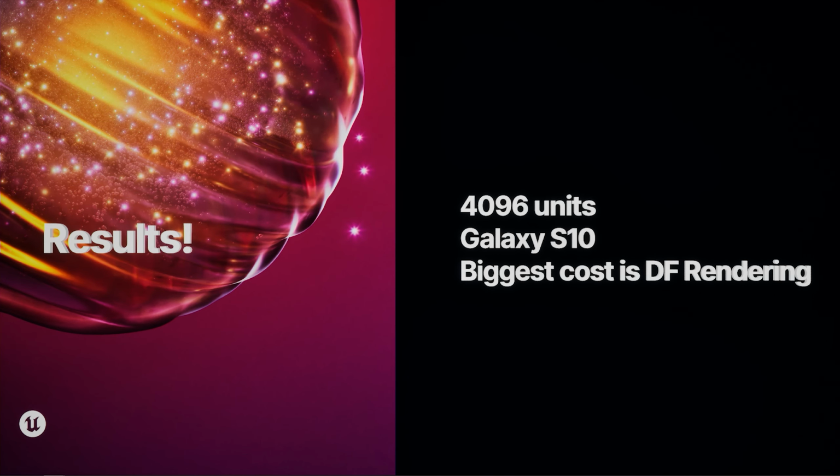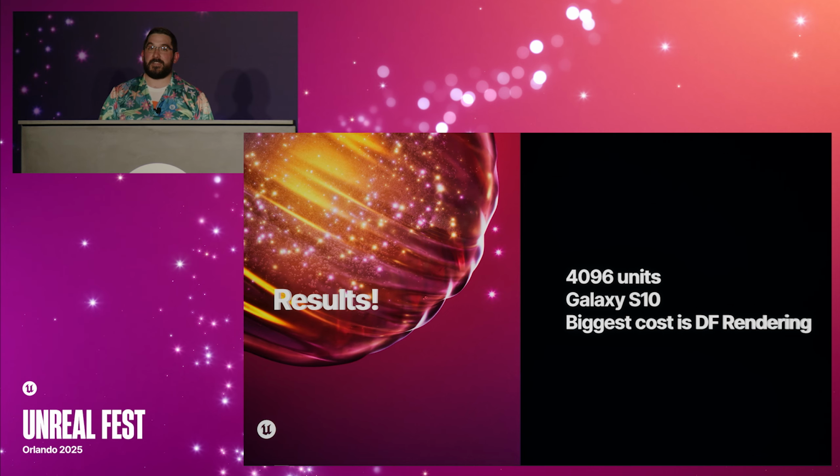So I'm sure you're a little curious about the results. In the project that I've got, the way I have it set up, I can interact with about 4,000 units before things start to get challenging on a Galaxy S10. And most of that actually is from the distance field rendering. So I will leave it again as an exercise to the reader on how we can improve that in the future. Jump flooding.